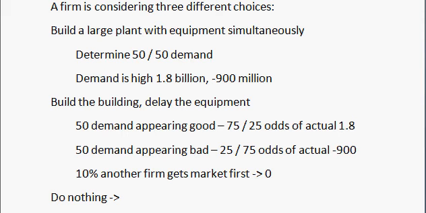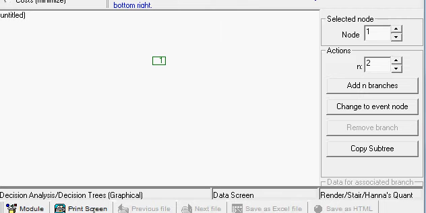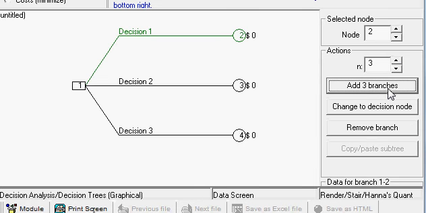And the answer is, in this case we are really deciding which of the three to do right now. We're going to build a large client, and we're either going to do the equipment right away, or we'll delay the equipment or do nothing. Okay, so I'm going to plug that in immediately. Now if you're doing a survey before you do anything, that would be your first decision. We're going to add 3 branches.